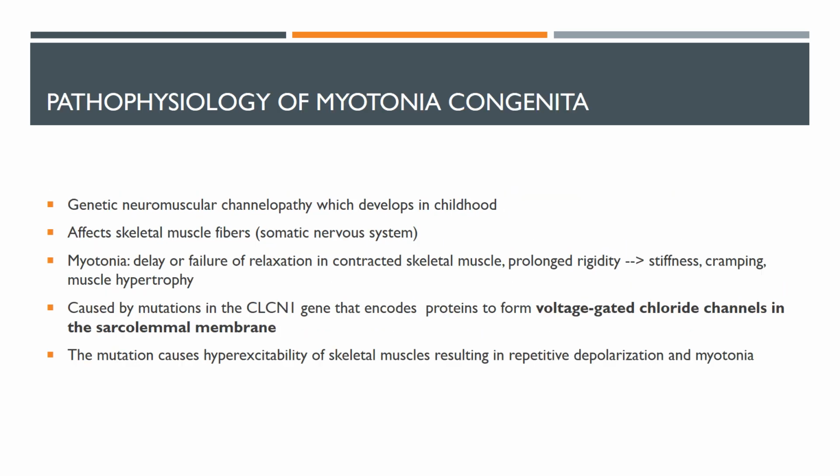So myotonia congenita is a genetic neuromuscular channelopathy which develops in childhood and affects the skeletal muscle fibers, which is the somatic nervous system. So what is myotonia? It's a delay or failure of relaxation in contracted skeletal muscle with prolonged rigidity. So you have stiffness, cramping, and muscle hypertrophy. This is caused by mutations in the CLCN1 gene that encodes proteins to form voltage-gated chloride channels in the sarcolemmal membrane. The mutation causes hyperexcitability of skeletal muscles, resulting in repetitive depolarization and myotonia.